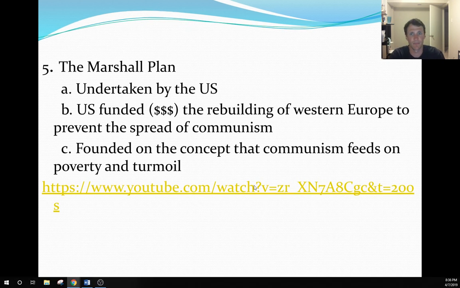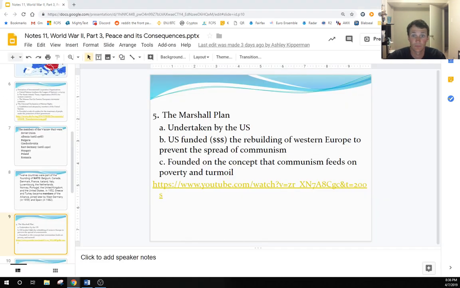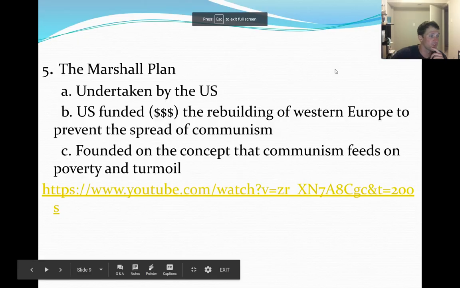Let me double check on that. Yes, he served as Secretary of State for Truman, so I was right. Served as Secretary of State and Secretary of Defense under Truman. Look at that. Anyway, okay, so you have that, right?